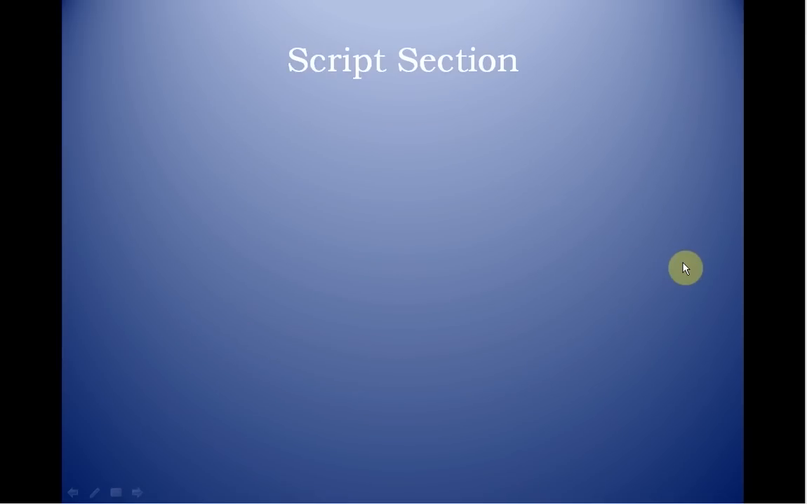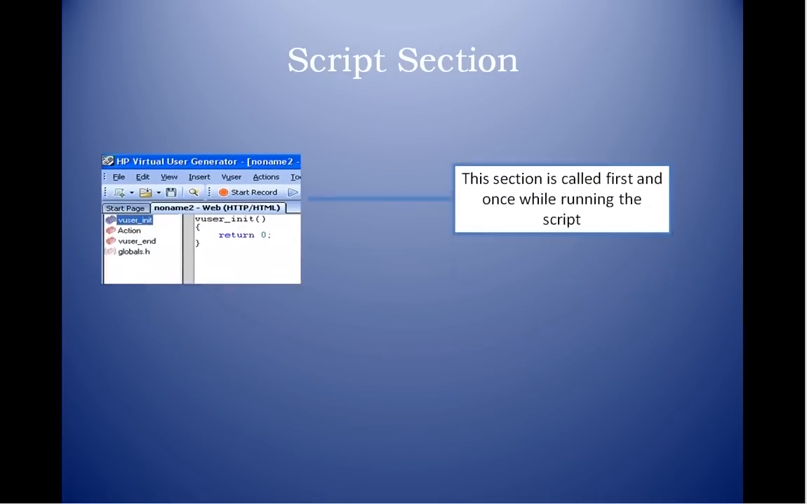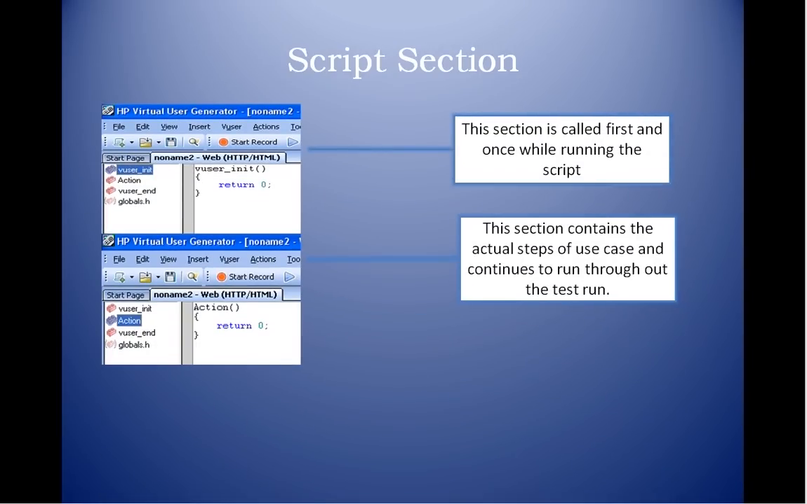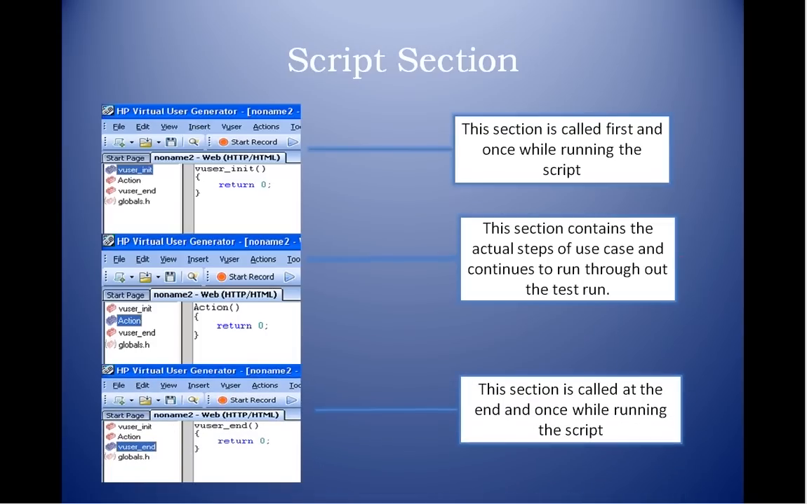Script section. There are three sections in Fusion script. These sections are user init, action, user end. When the script runs through controller, user init section runs first and once. Then action section runs repeatedly till the scenario runtime. User end is called at the end and once.